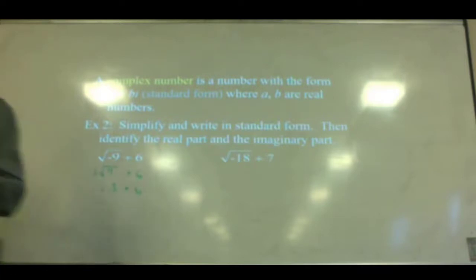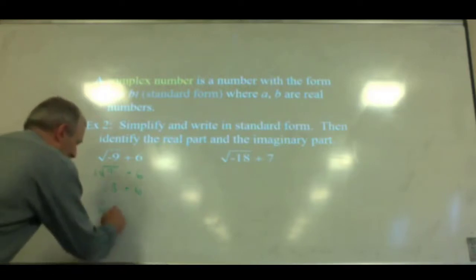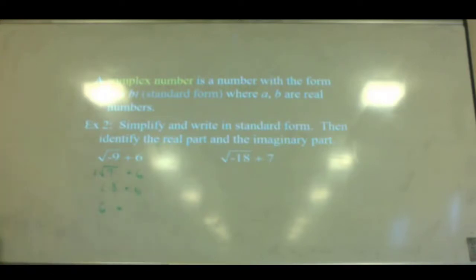Now, up above, we see standard form. Standard form says, what goes first? Real number. The real number goes first. And so I heard several people say it. That is the 6. Okay, plus, and then the imaginary number goes second. And the way we would write that, instead of i times 3, we would write 3i.